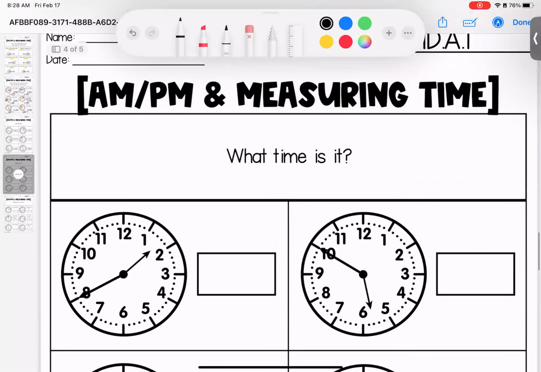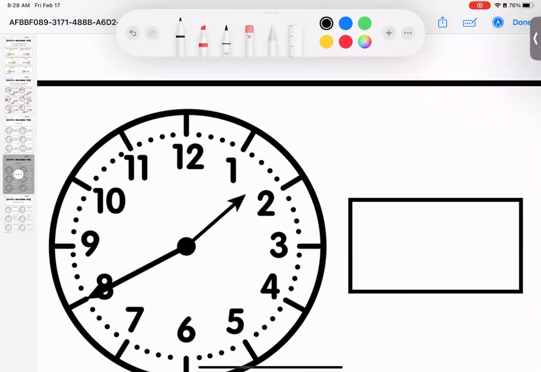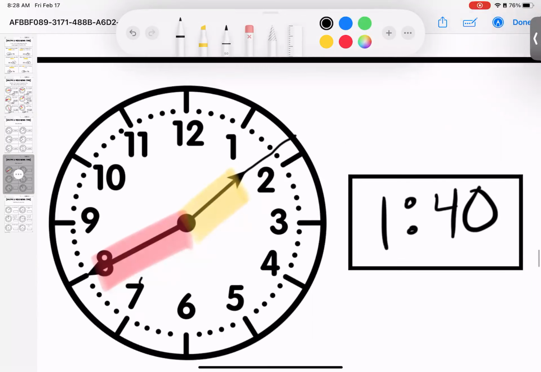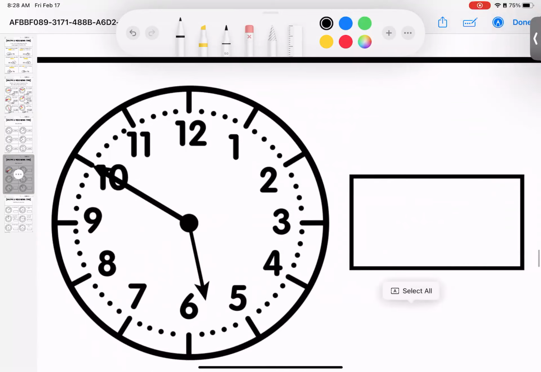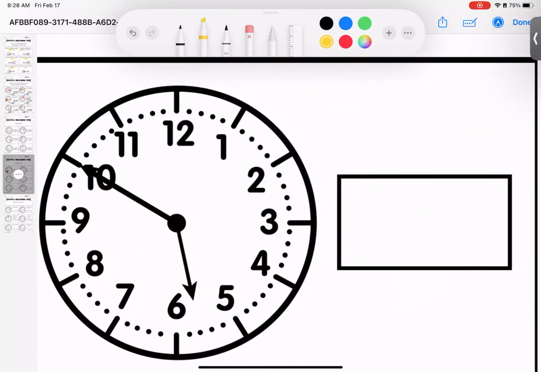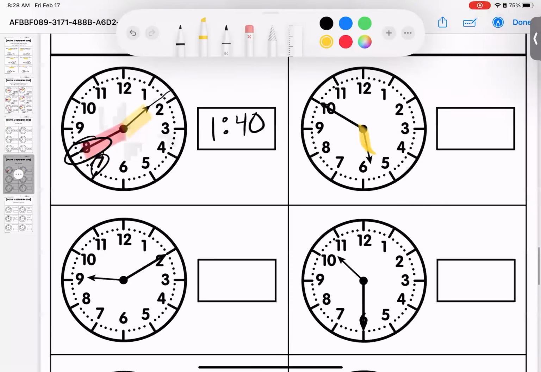All right, we're on page 4 of 5 where I want to know what time it is. So if I'm looking here, extending my line, minutes and hours. My hour is still within the 1 o'clock. It's past the 1, not yet to the 2. And my minutes are 40. We count from the 6, 35, 40. This is 1:40.